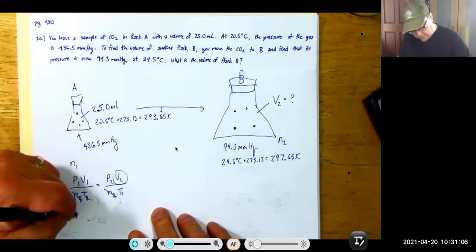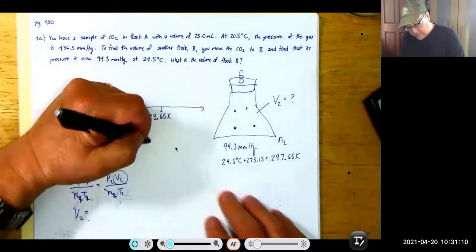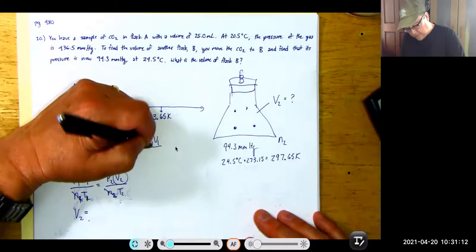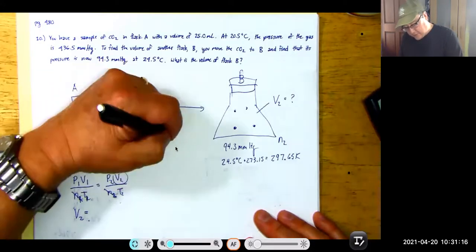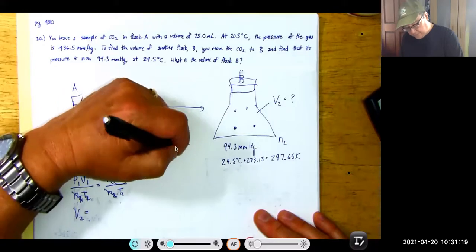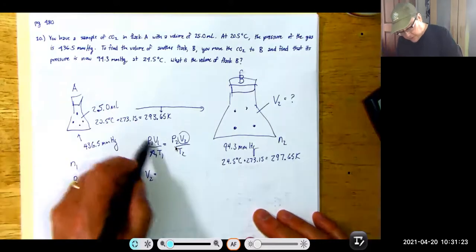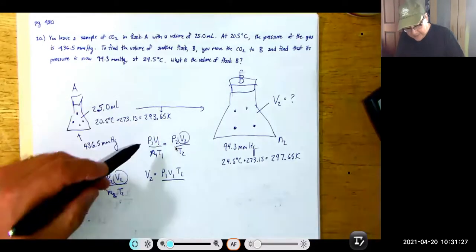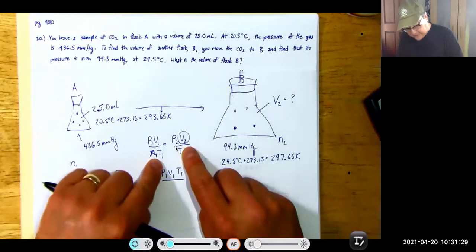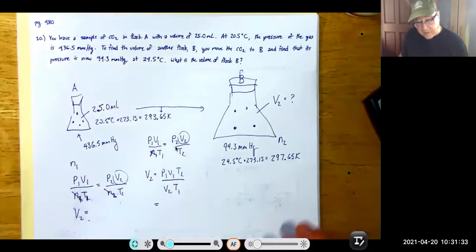So P1 V1 over T1 is equal to P2 V2 over T2. We're solving for V2, so V2 is going to equal, crossing over, P1 V1 T2 divided by P2 and T1. So we have to keep good track of what's going on here.